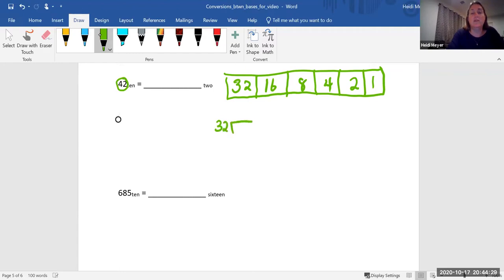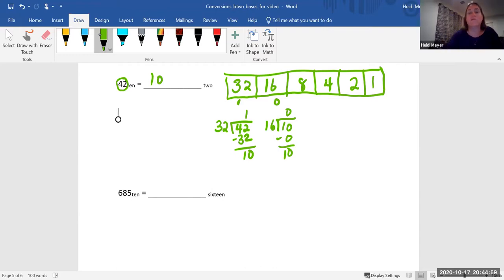So we divide 32 into 42. It goes in once, leaving us with a remainder of 10. So I have one group of 32. And then I look at my 16's place. Even though I know that I can't fit a 16 into a 10, I'm actually going to do the work and show the work because those zeros are important. They hold the places open that we need.